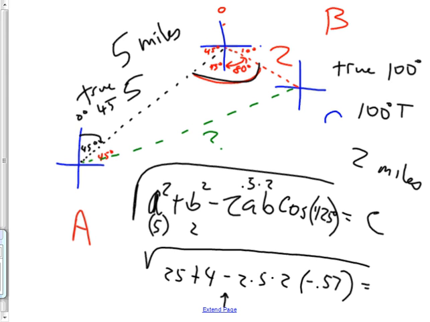I can do 25 plus 4, and that's 29. 29 minus the negative, those will cancel. We're going to add 29 plus 10 times 2 is 20, times about a half is about 10. So it's about square root of 39-ish. And it ends up being, what is that about? All right. And what did we just figure out? That side. Which is 6.36. Awesome.